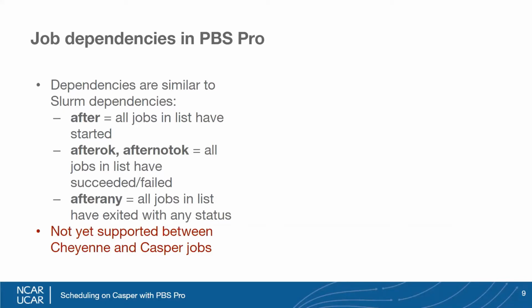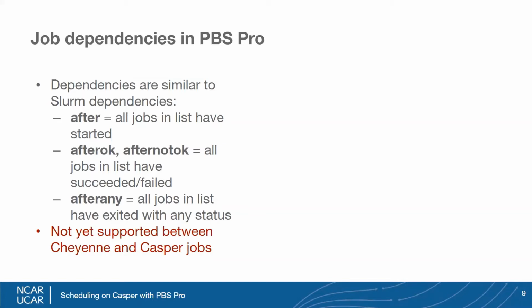Okay. So just a little bit about job dependencies in PBS Pro, and this should look pretty similar to, again, if you've used these on Cheyenne. Dependencies are also similar to the Slurm dependencies. The main ones that you would focus on would be these four. After all the jobs in the list that you specify have started, whereas afterok and afternotok would be after all of the jobs in the list have finished and either succeeded or failed, depending on which of those two you use. And then afterany would be all the jobs in the list that have exited with any status.